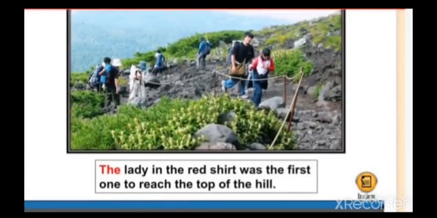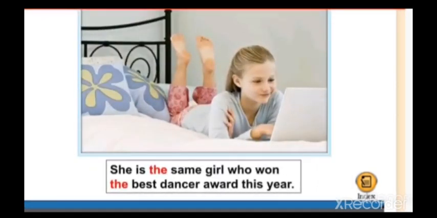The is used when we speak of a particular person or thing. Analyze the example given below. The lady in the red shirt was the first one to reach the top of the hill. The is normally used when we speak of a particular person or thing already referred to. Study the sentence given below. She is the same girl who won the Best Dancer award this year.